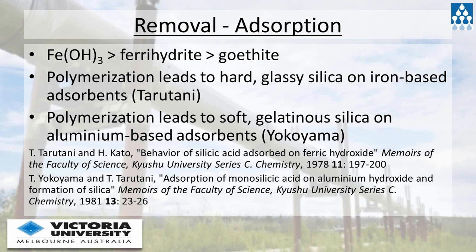There's been a lot of work looking at different types of iron minerals, and it's been found that you can get greater adsorption on the iron hydroxides than you do on ferric hydroxide. Do on goethite, and that ultimately comes down to the amount of hydroxide groups available on the material and how the silica interacts. There is very similar adsorption capacity data for aluminium-based materials. There are two important things that were discovered by the Japanese when they were looking at this sort of work, however, and that is that polymerization leads to hard, glassy silica on iron-based adsorbents.